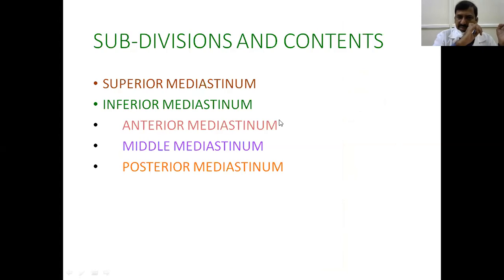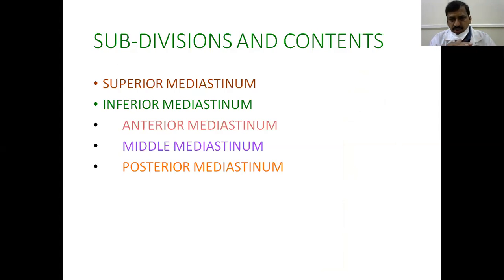You see here the subdivisions of the mediastinum. First we divide the mediastinum into two parts. The upper one is the superior mediastinum, the lower one is the inferior mediastinum. Okay, what is the demarcation point? It is an imaginary horizontal plane.